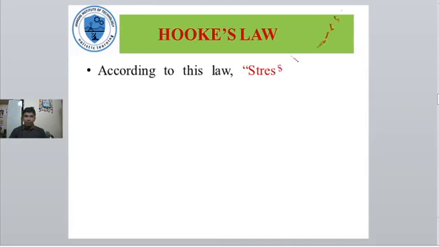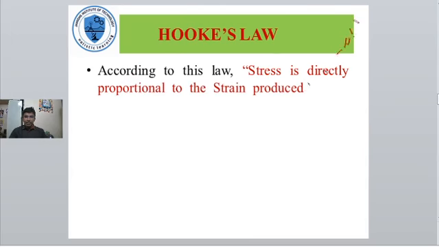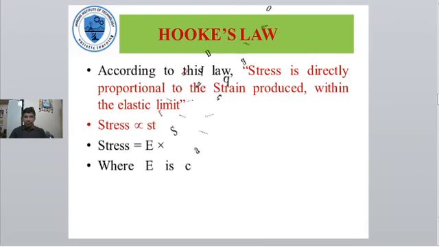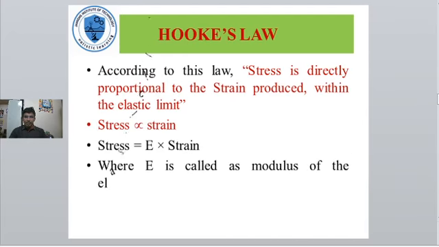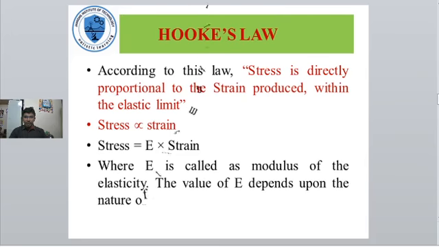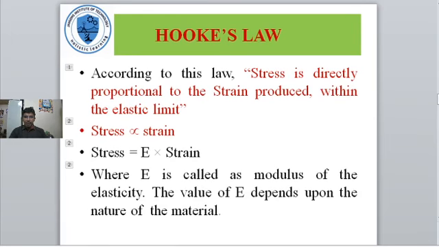Next, we should know what is Hooke's law. According to this law, stress is directly proportional to the strain produced within the elastic limit. Stress is directly proportional to strain. Stress is equal to E into strain, where E is called the modulus of elasticity. The value of E depends upon the nature of the material.